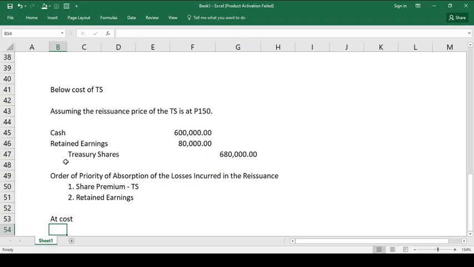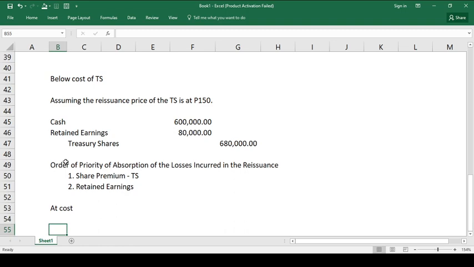Sir, pwede po ba yung reissuance is at cost? How about sir if we reissue the treasury shares at its cost? Ibig sabihin, it's not above the cost of the treasury share, it is not below the cost of the treasury share. Pwede po ba yun? Yes, it is in the discretion of the company how they are going to reissue the treasury shares. If they opted to reissue the treasury share at its cost, there is no problem na mai-encounter natin. All you need to do is to reverse the reacquisition entry. The reacquisition entry was debit treasury share, then credit cash.